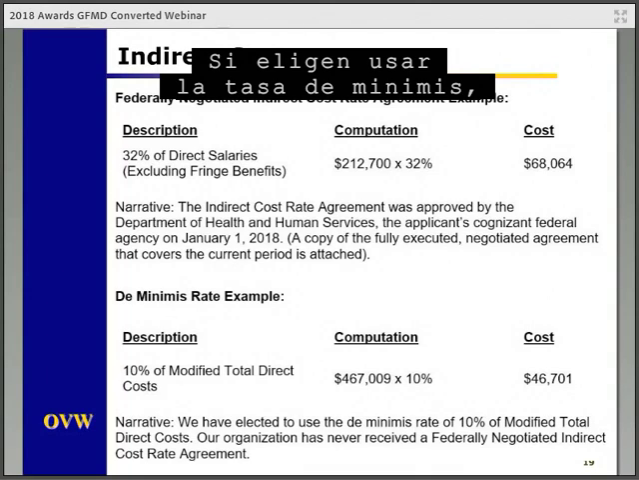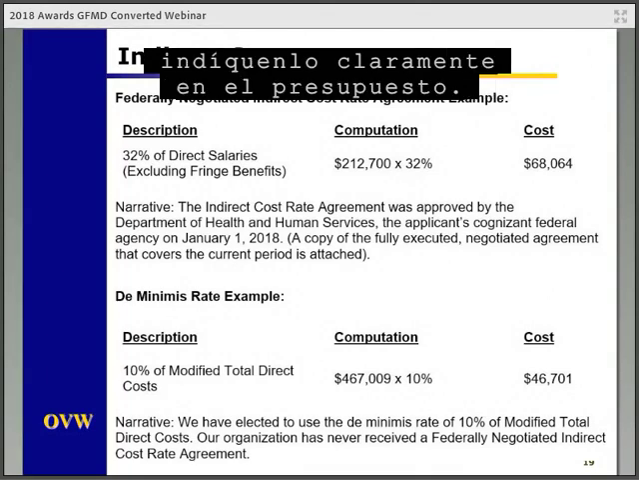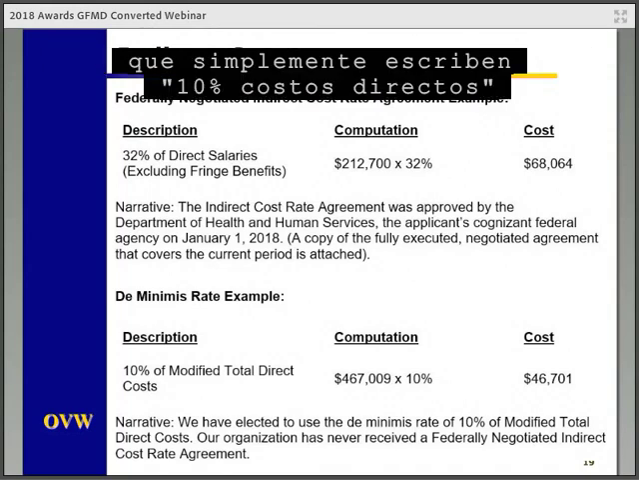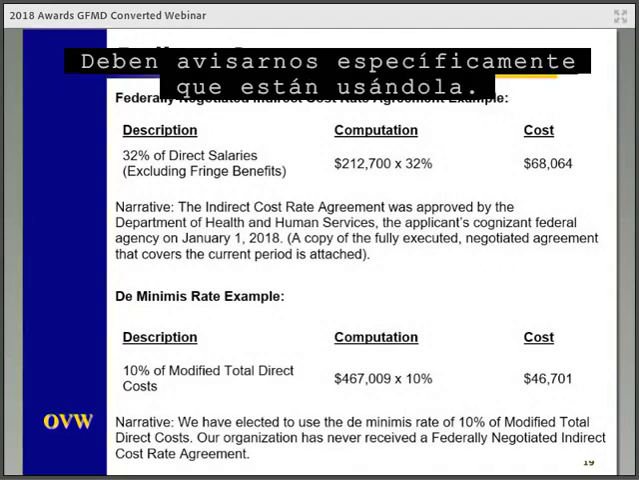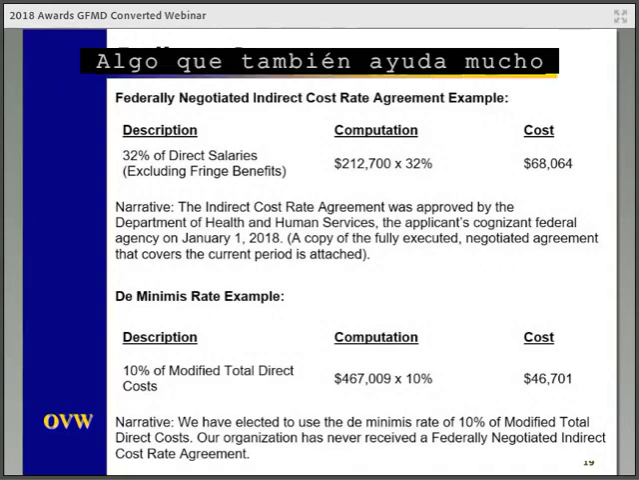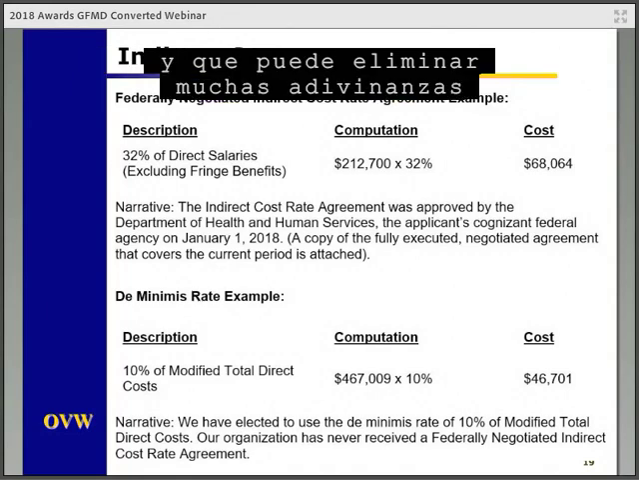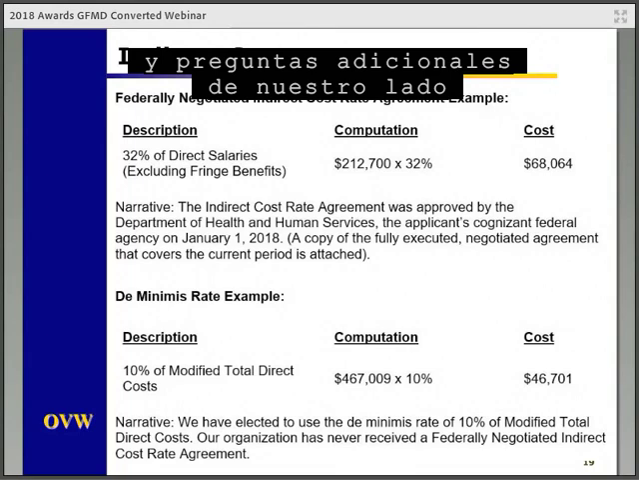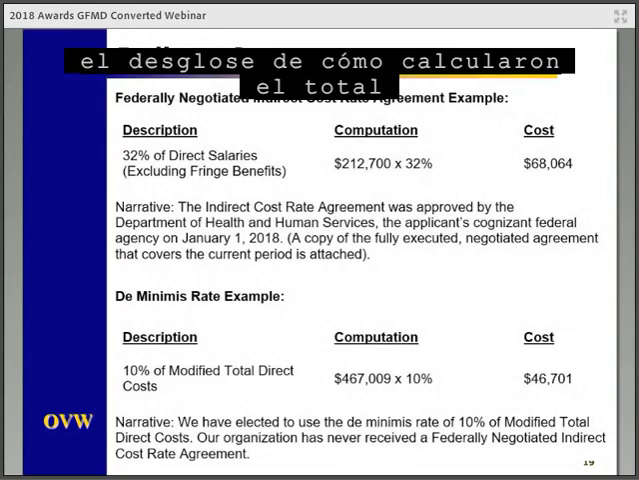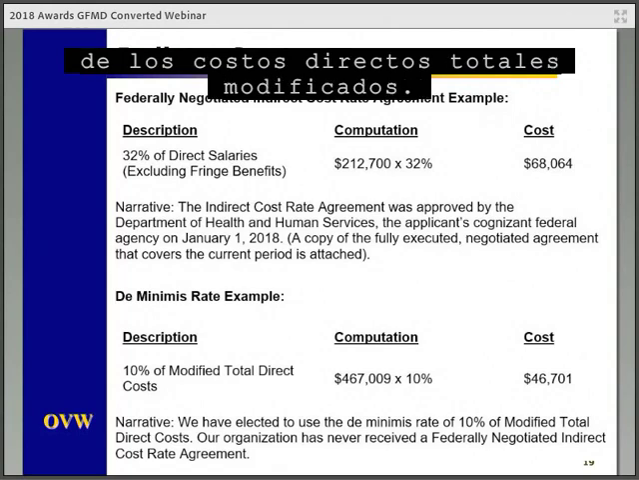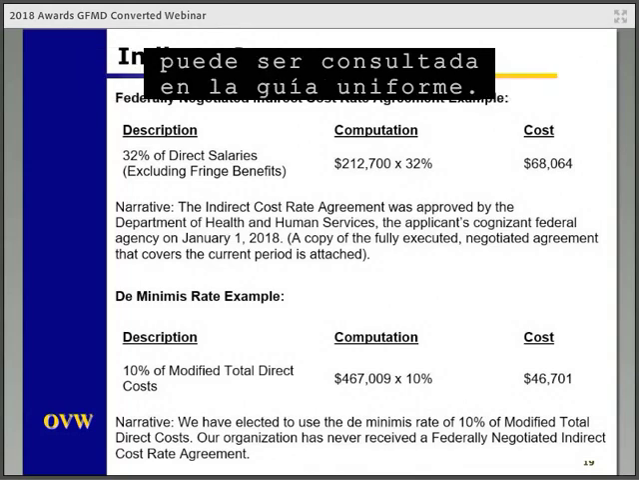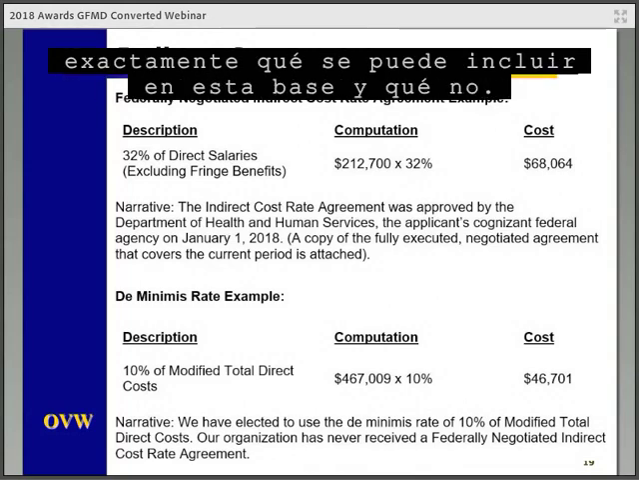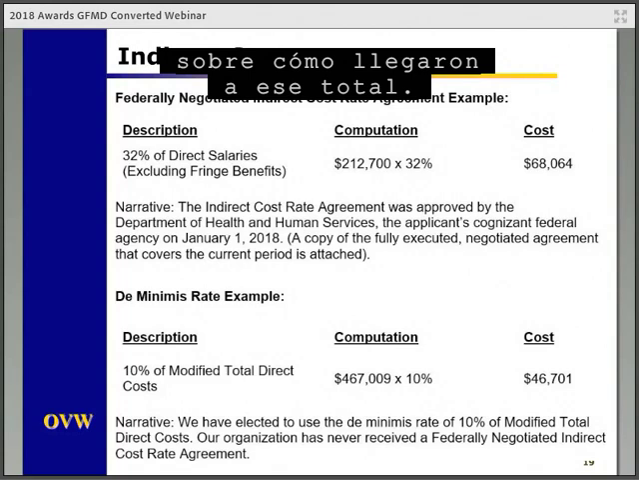If you elect to use the de minimis rate, then indicate that in the budget clearly. Really often I see applicants just write 10% in direct costs and not even indicate that they're using the de minimis rate. You have to tell us that that's what you're using. Also, what's really helpful and will reduce a lot of guesswork for additional questions on our part is if you include in the narrative the breakdown for how you came up with the total for modified total direct costs. The definition for modified total direct costs can be found in the Uniform Guidance, so make sure you review it so you know exactly what can and cannot be included in this base. And show us your calculation for how you came up with that total.